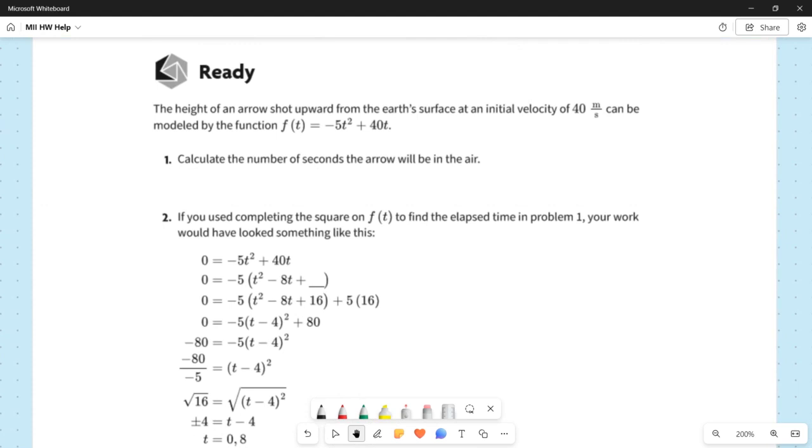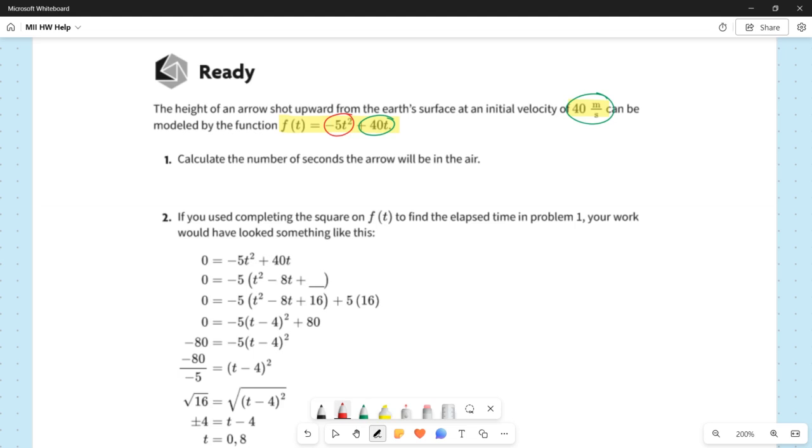Starting with the Ready section. The directions here say the height of an arrow shot upward from the Earth's surface at an initial velocity of 40 meters per second can be modeled by the function f of t equals negative 5t squared plus 40t. Notice that our velocity appears here. And in case you're wondering, the first term, the negative 5t squared, that is the effect due to gravity.